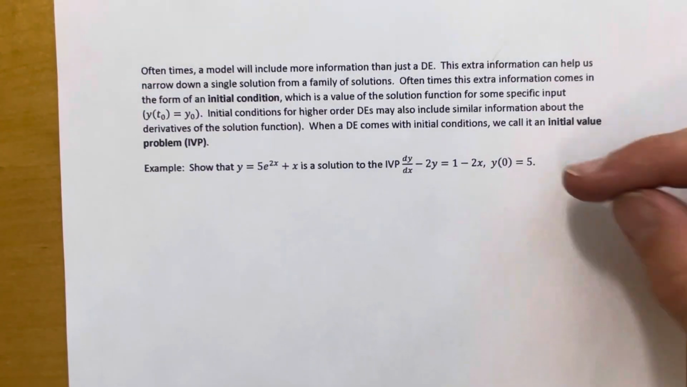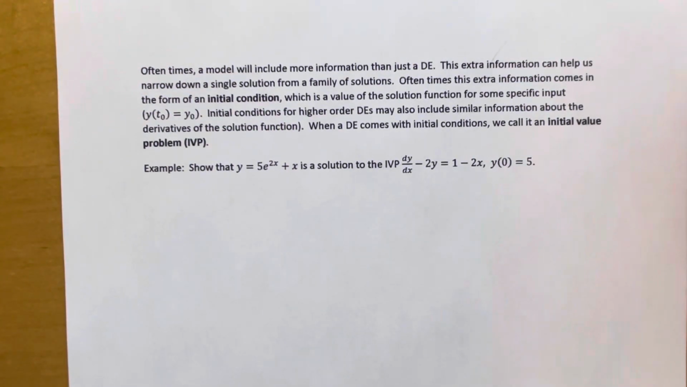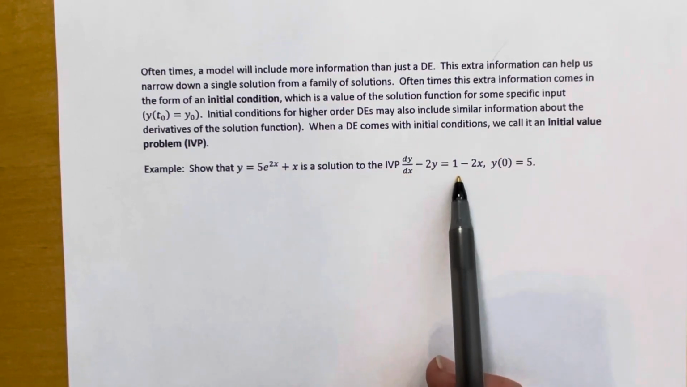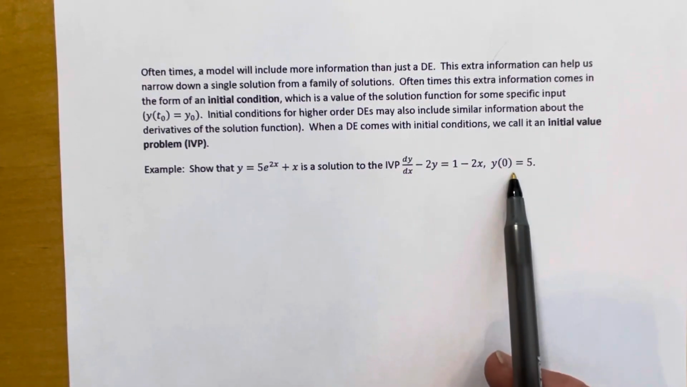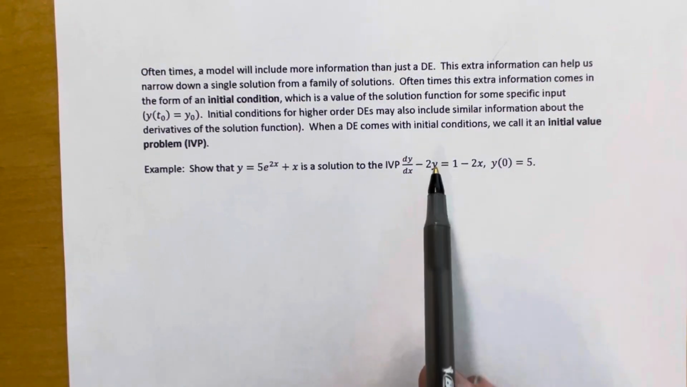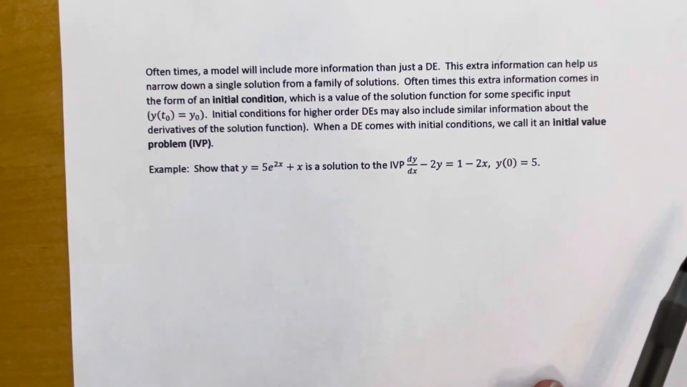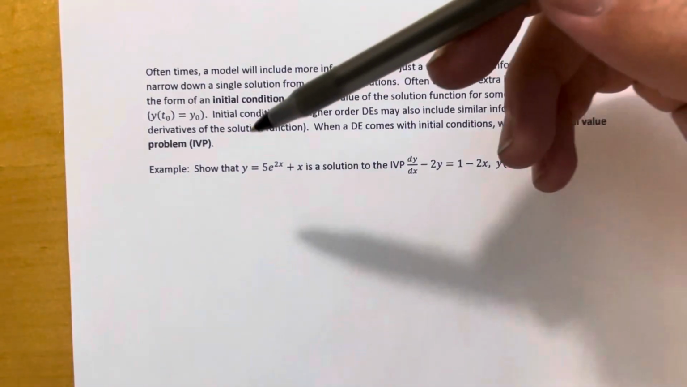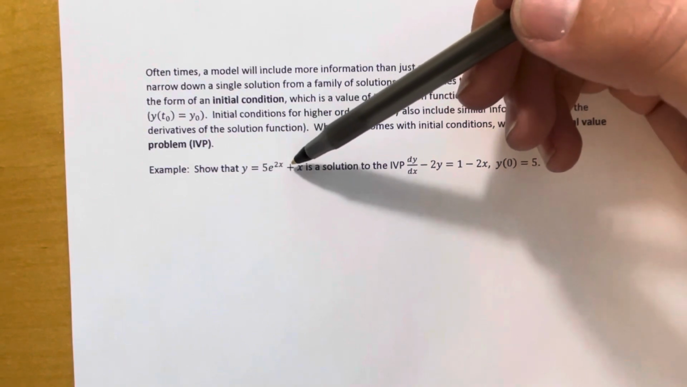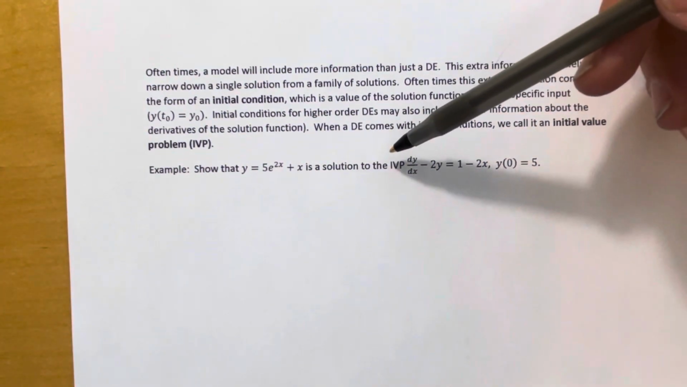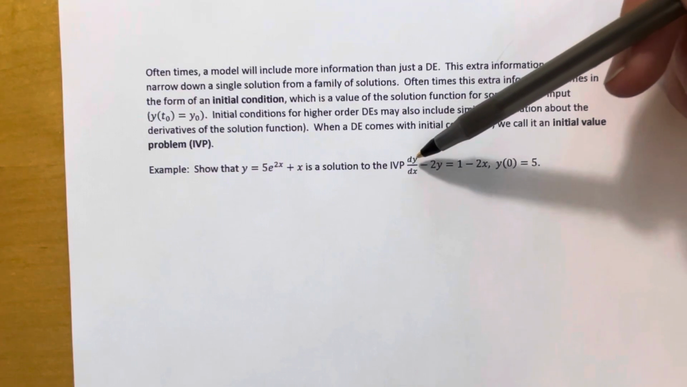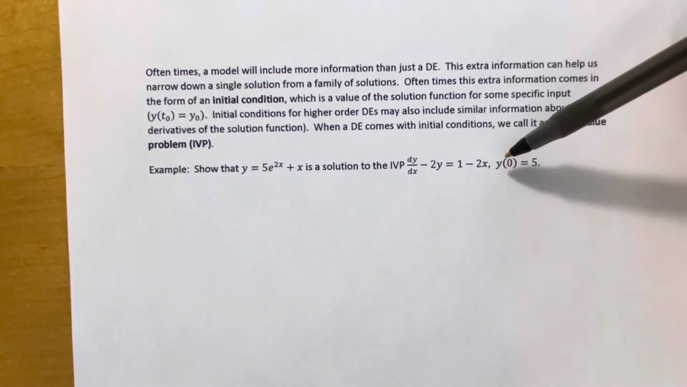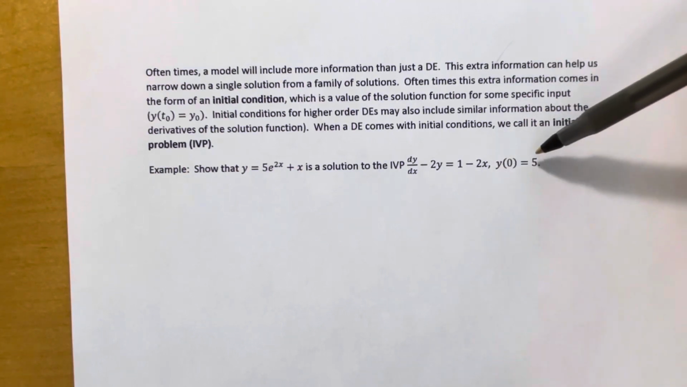So let's just do one example here where we have an initial condition to work with. When you have a differential equation paired with an initial condition like we have here, then this is what's called an initial value problem, or an IVP. So what we're doing in this example is we want to show that the function y equals 5e to the 2x plus x is a solution to this IVP. dy/dx minus 2y equals 1 minus 2x. There's the differential equation. And then y of 0 equals 5. This is the initial condition.